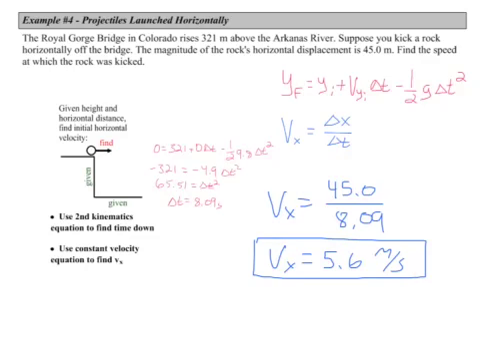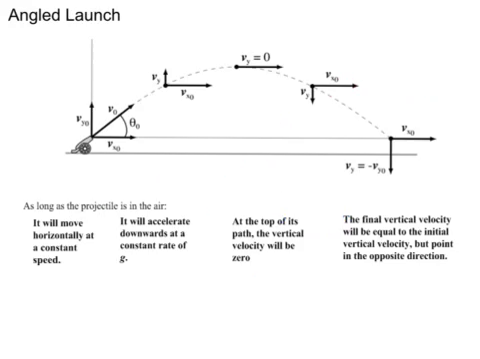That was the velocity at which this rock was kicked horizontally off the bridge. Okay, so now let's look at angled launch problems. When I launch an object at an angle, I'm giving it some initial velocity at an angle to the horizontal. That means that this velocity vector is split into its x component and its y component. So it now has an initial velocity in the y direction, and it has a velocity in the x direction.